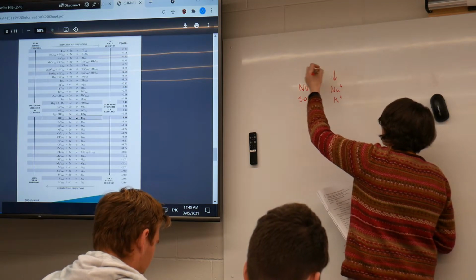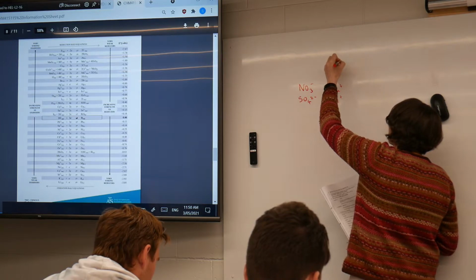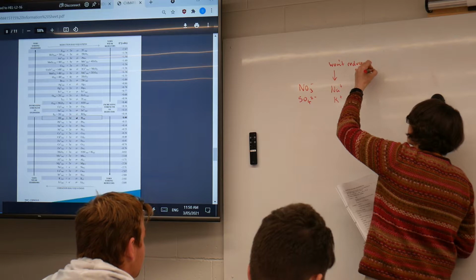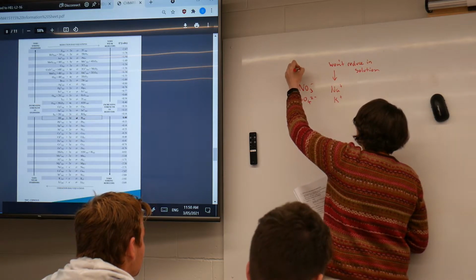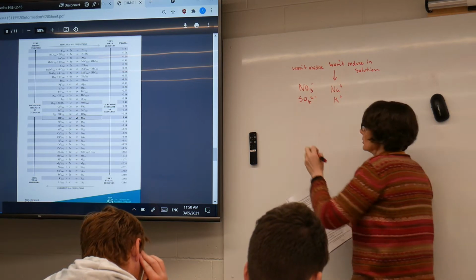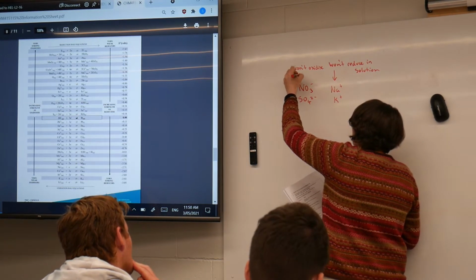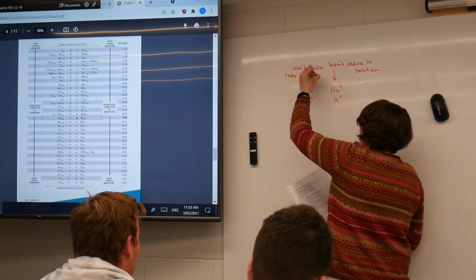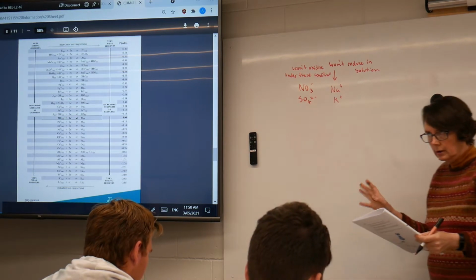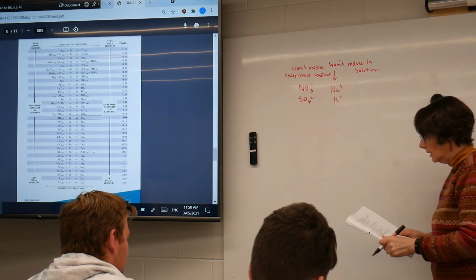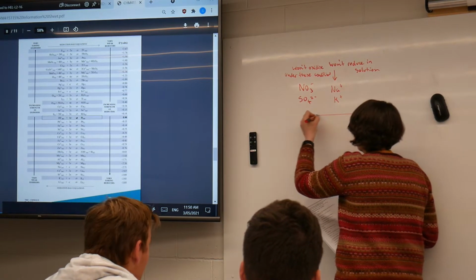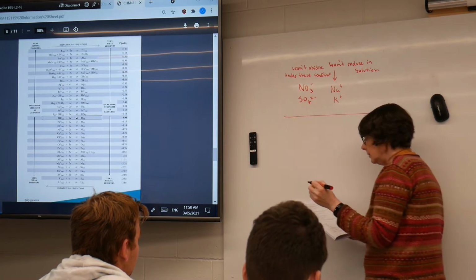Okay, we won't reduce them in solution, and we won't oxidize these either under these conditions. So we have to remember that if they're present, they're just going to be spectator ions. We need to list species present for the anode and the cathode.